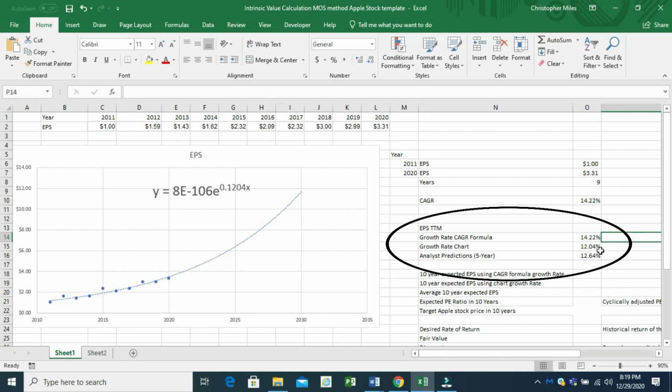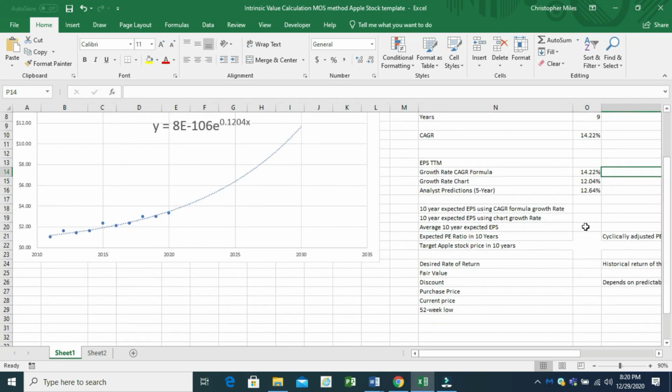14.22, which is what we got on our compound annual growth rate formula. We got 12.04, that's what we calculated using the trend line for the last 10 years. And we've got 12.64%, which is what the analysts are telling us their estimates for the next 5 years are. That's obviously not a 10-year estimate, but it gives us an idea of what the future holds for Apple. So, okay, we have a growth rate.